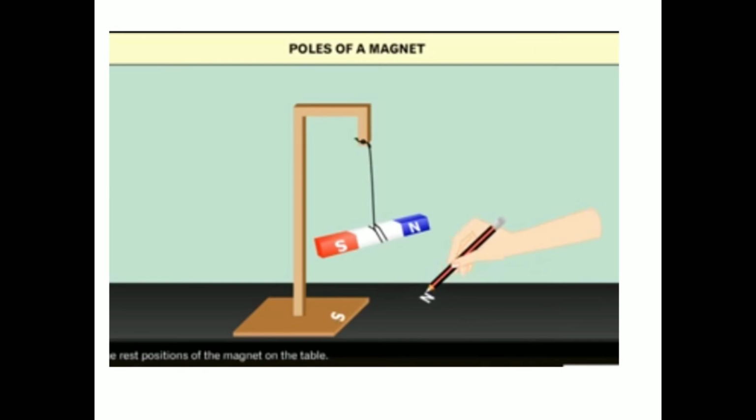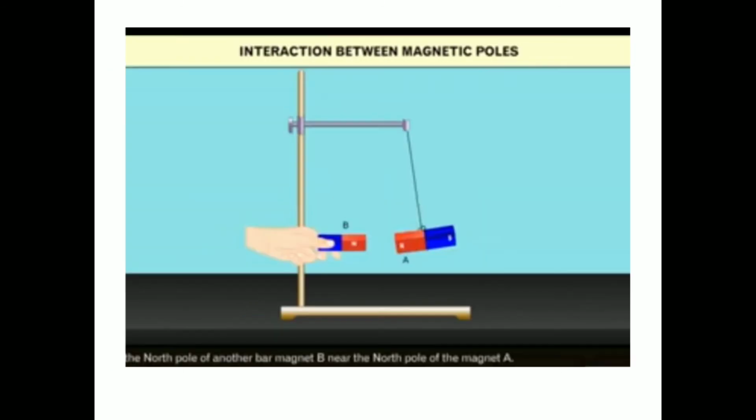Now again this slide is showing the same thing. If you disturb the freely suspended magnet, then again it is going to align itself in the north and the south direction. It is not going to rest in the opposite direction. Where the north was, there only the north pole of the magnet is going to align itself. Where the south pole was, there only the south pole of the magnet is going to be resting. So this is the characteristic of a magnet: a freely suspended magnet is going to align itself in the north south direction.